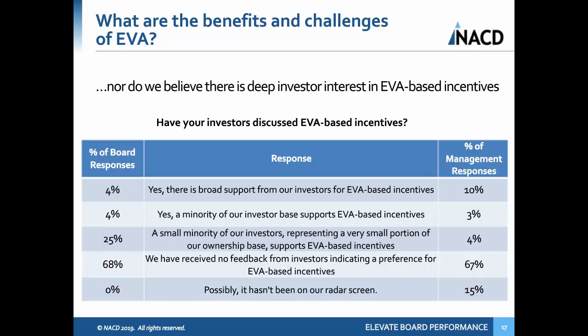And so that's why we think EVA doesn't necessarily get much play or get much attention when we think about the process that companies go through in selection and identification of performance measures.